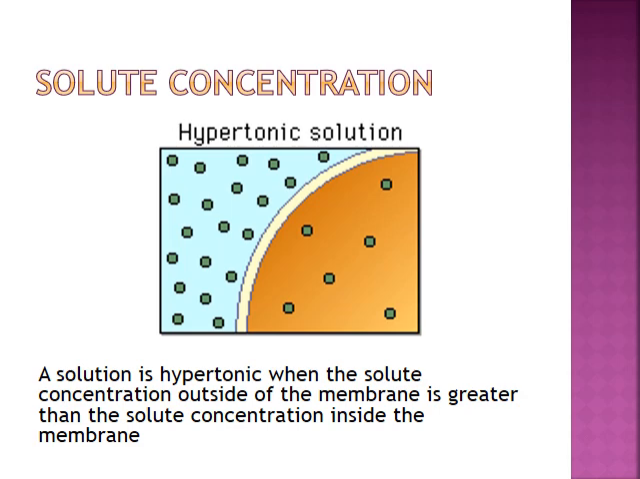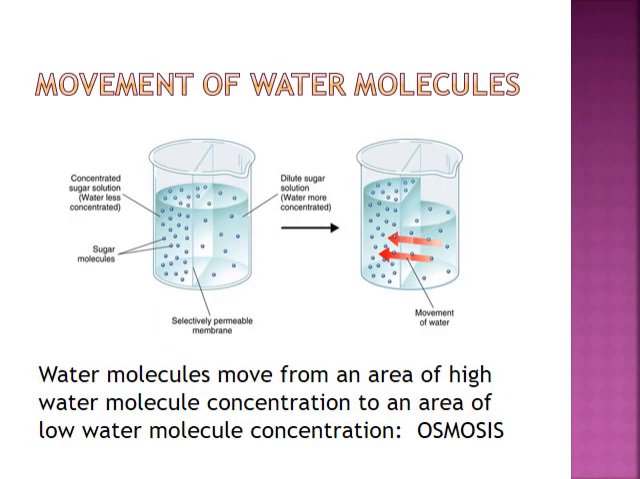So it could be isotonic. Two solutions could be isotonic to each other. One could be hypotonic to the other, which is hypertonic. Water will always move from hypotonic to hypertonic. That's a statement you're just going to have to remember, and it will solve a lot of your problems. Water moves from hypotonic to hypertonic.